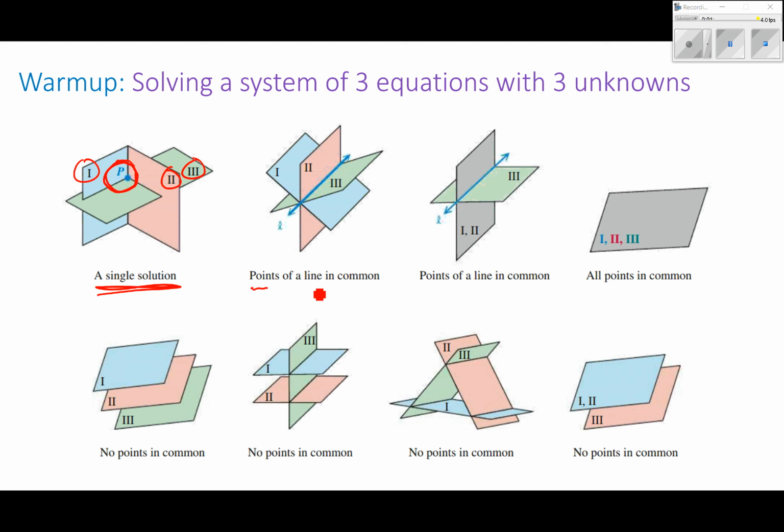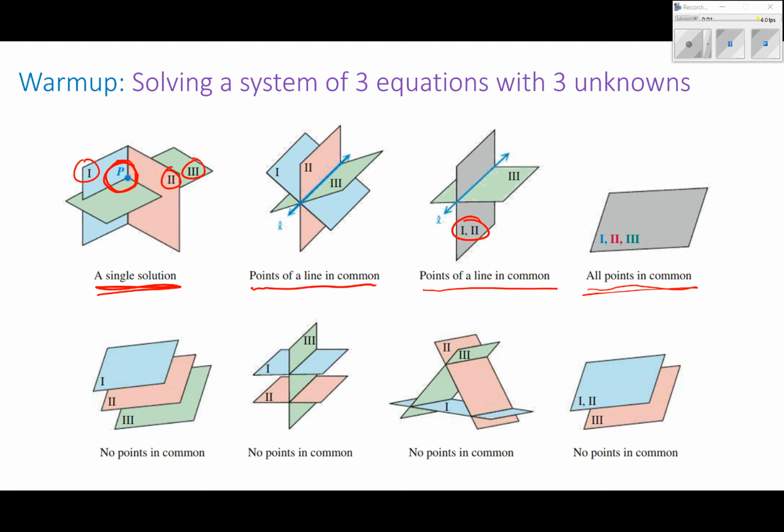Moving to the right, points of a line in common. So we could have some line that all three planes cross through. And then we could also have the third one, points of a line in common, if equations 1 and 2 represent the same plane, and then they intersect plane 3 along one line. And then all points in common would be if it's the same plane for all three.